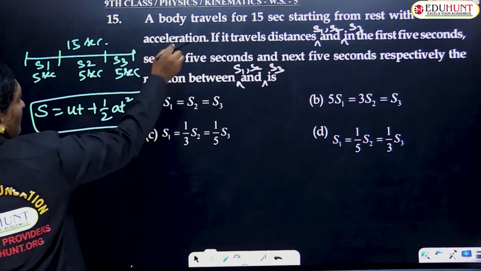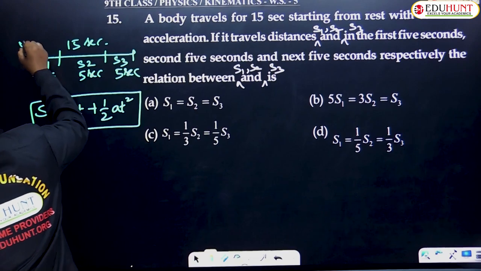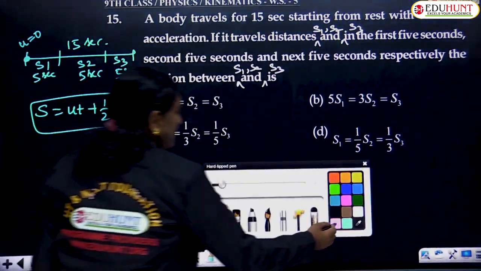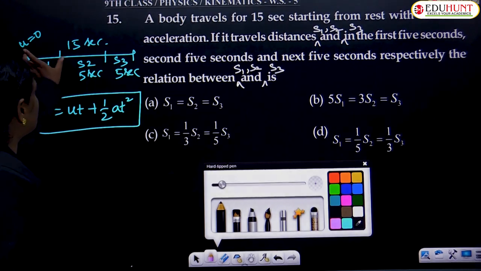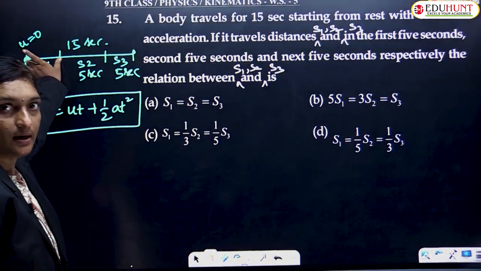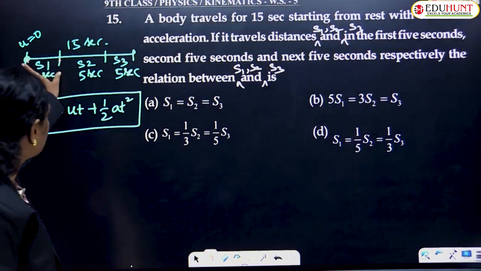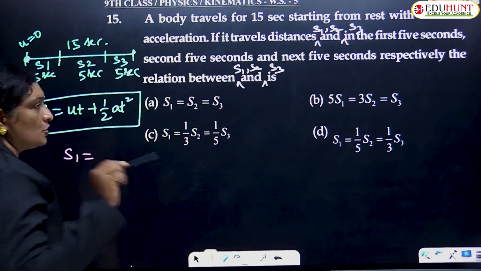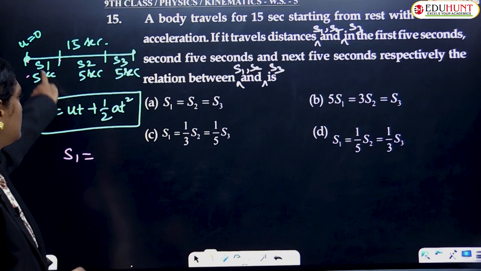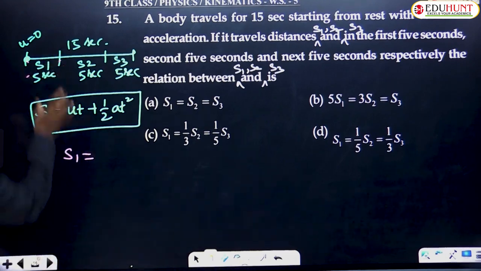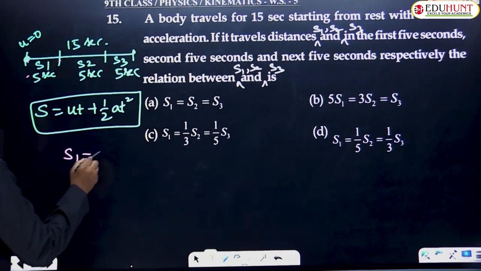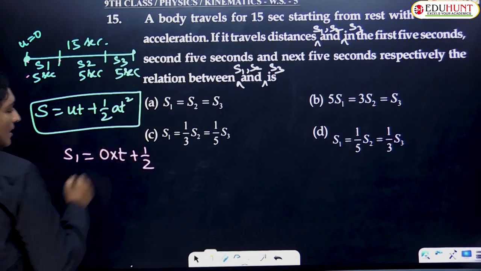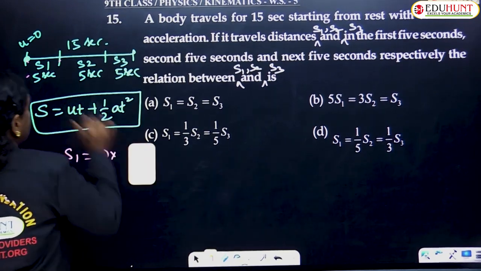But it was given that the body travels for 15 seconds starting from rest. That means u is equal to 0. In the first case, if you consider only this particular distance, this is S1 equals ut plus half at square. This distance is S1. U, the initial velocity, is 0. 0 into time plus half. Time, of course, it was given as how much?